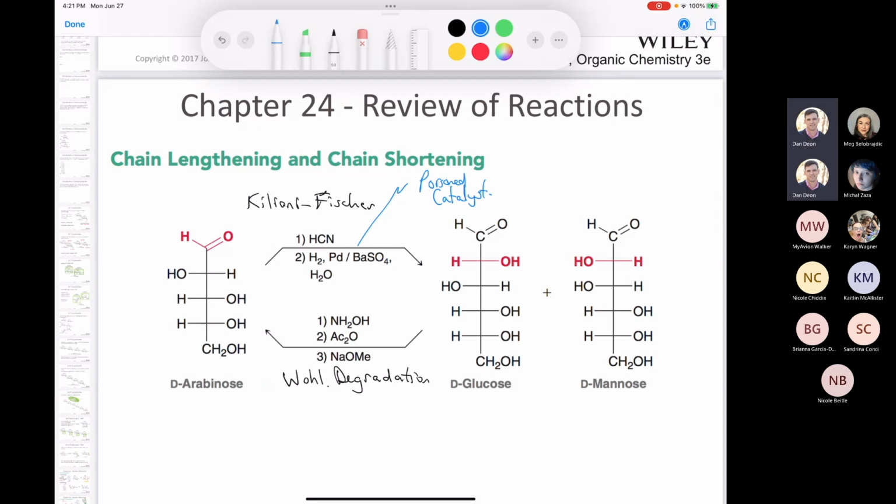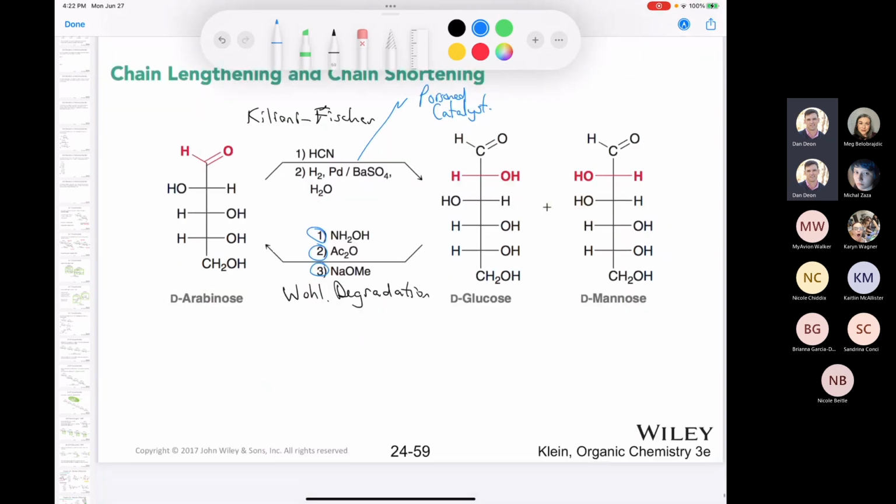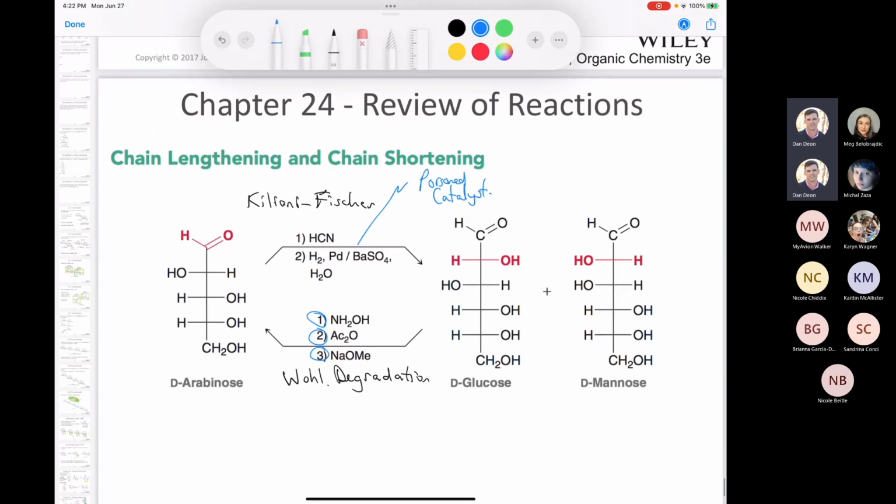This is a lot of steps. The first one forms an oxime, then you do a dehydration, and then you just treat it with base and do an elimination. I won't ask you the mechanism of either of these. I'm not going to ask you to start pushing arrows. There are some mechanistic arrows in the book, but that would never come up on an MCAT or anything like that. So don't worry about drawing mechanisms for either of these. Just make sure you know the chain lengthening and the chain shortening.